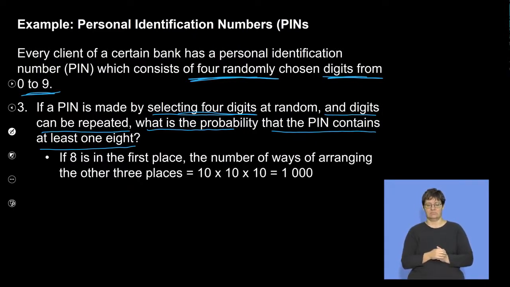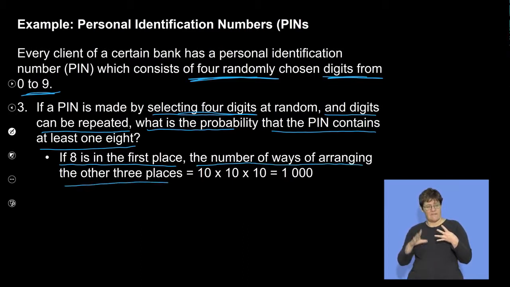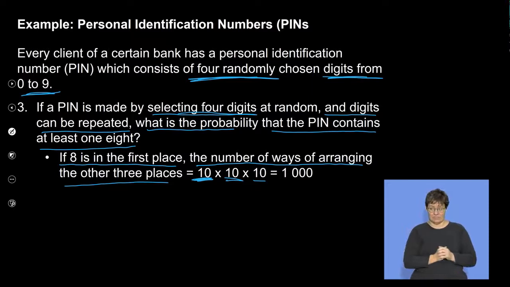So, if 8 is in the first place, are we together? Then the number of ways of arranging the other 3 places is easy because we can repeat digits. So if we use 8 in the first digit, we still have 10, then 10 times 10 times 10, because remember, repetition is allowed. If 8 is in the first place, that's the number of ways of arranging the other three places.